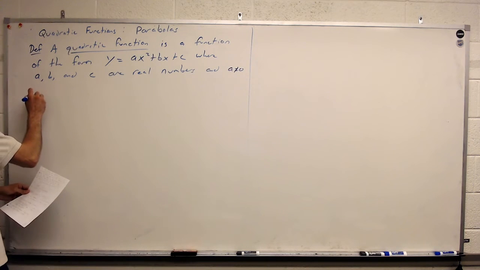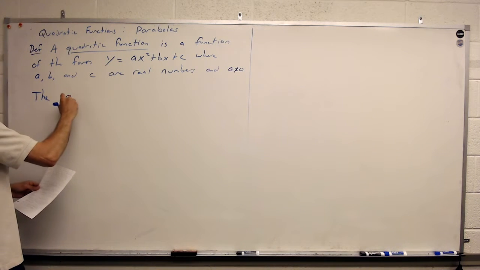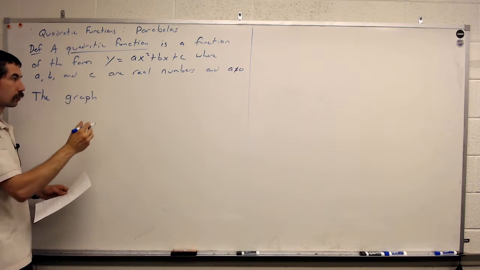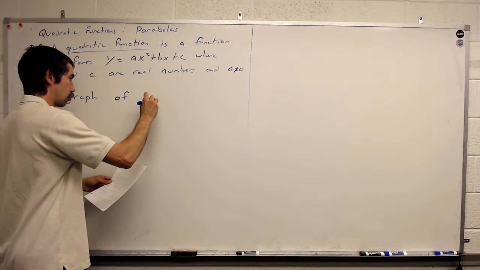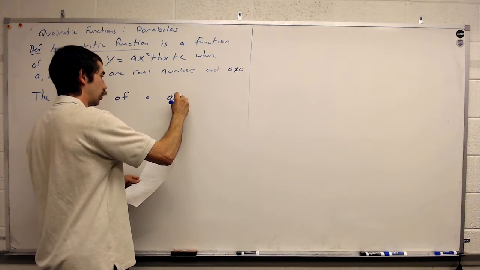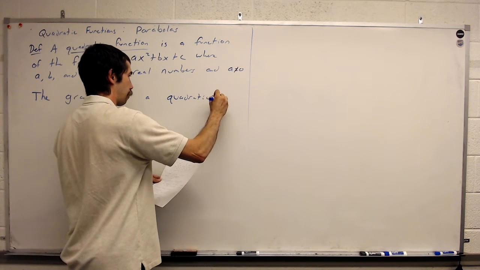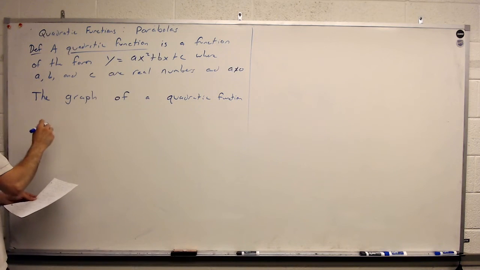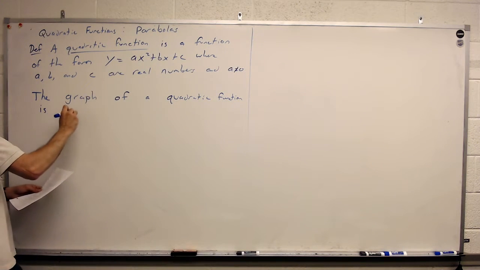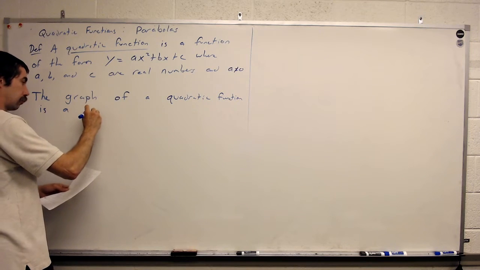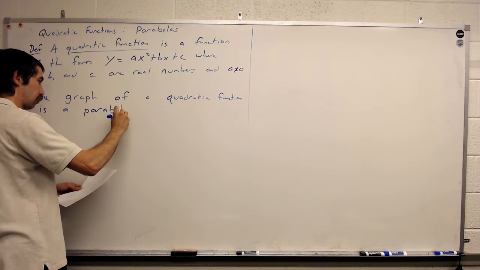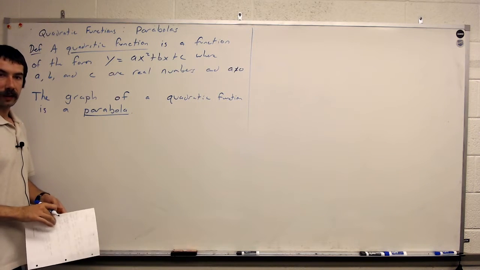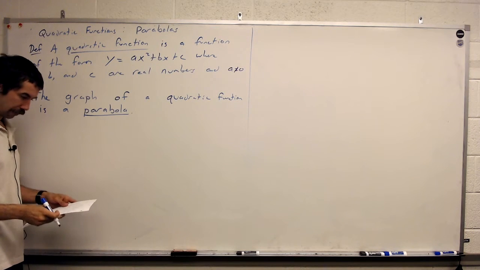And the graph, so we're going to graph these functions. So the graph of a quadratic function is a parabola. That's the name of the shape of this graph.